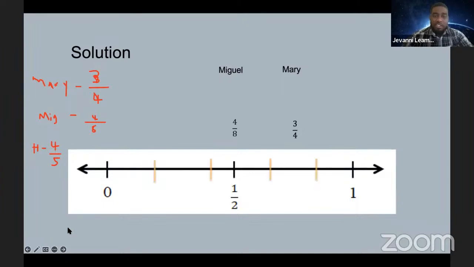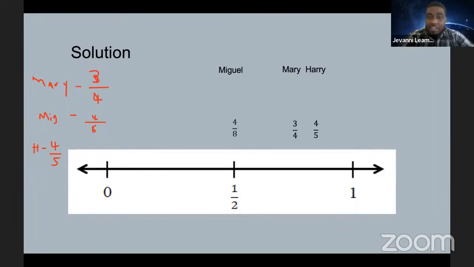Let's see. So we're counting from 0, jumping from 0 all the way to 1, and we would have gotten 5, right? Now that's where 4/5 is. Now, who is third in this race right now? Well, it's not necessarily a race, but since we're saying who is winning, let's use it as a race. So who is third? Miguel. All right. Who is first in this race? Harry. And who is second?